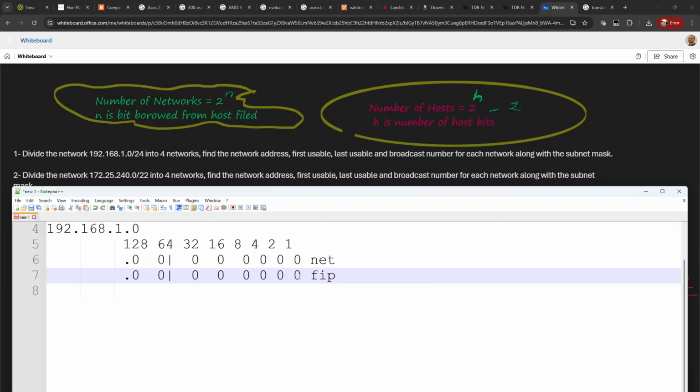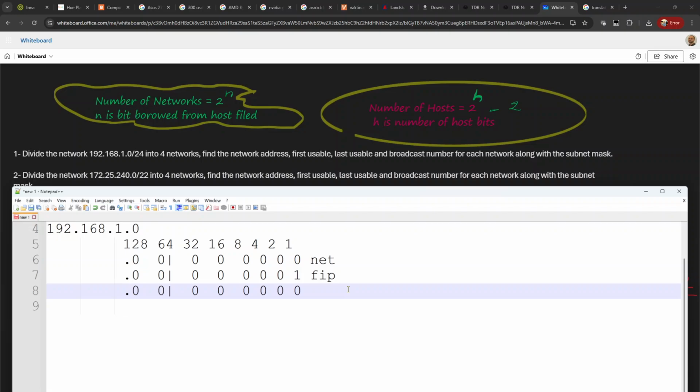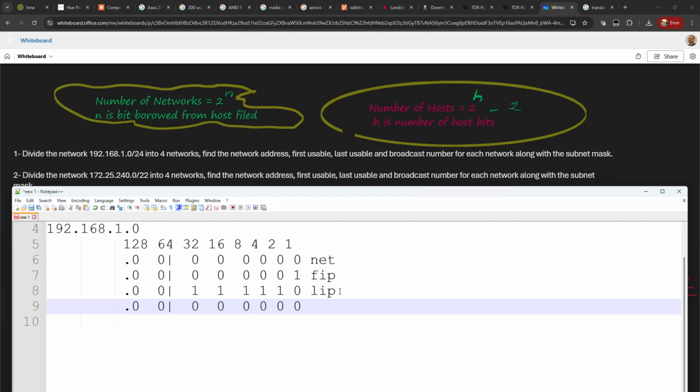By incrementing the last bit after the vertical bar, we will get the first IP right here. Copy once more. Here, we need to increment all the bits except the last one after the vertical bar to get the last usable host, or last IP address. And then I'm going to copy once more for the broadcast address, and increment all the bits after the vertical bar. You will get the broadcast address.